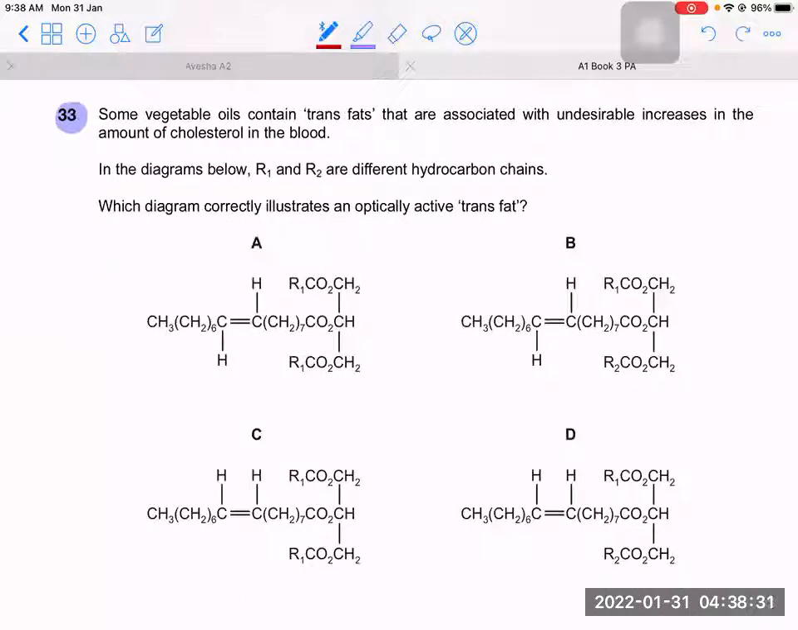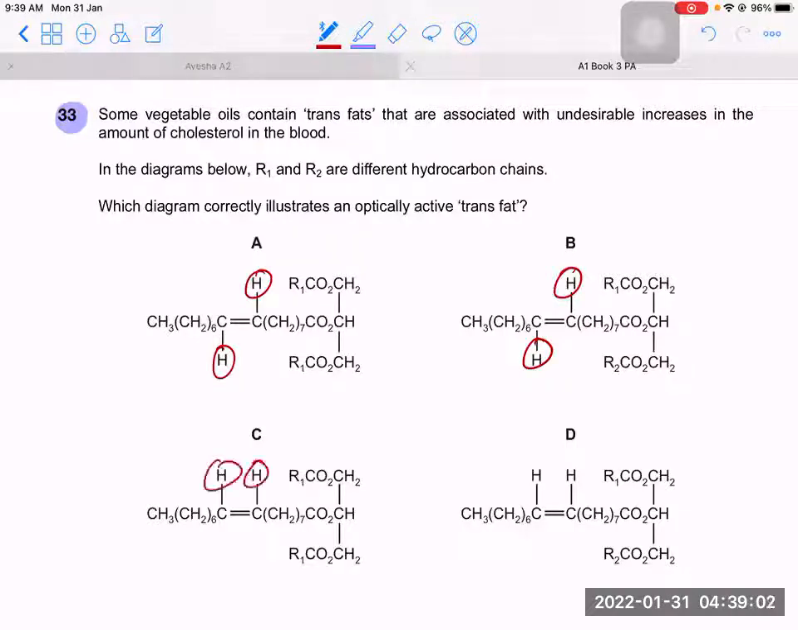All right. Which diagram correctly illustrates an optically active trans fat? They are saying R1 and R2 are different hydrocarbon chains. What do you mean by trans fat? Where similar groups are on opposite sides. What are the similar groups? H's. Do you see they're on opposite sides here? So which isomer is this? Trans. When H's are on opposite sides, it will be trans.